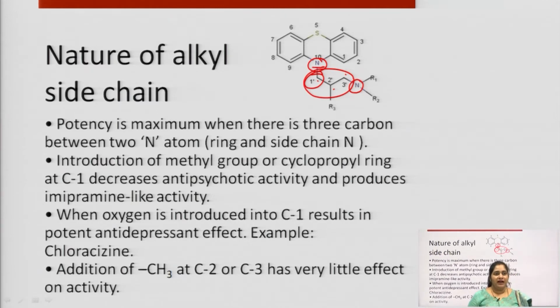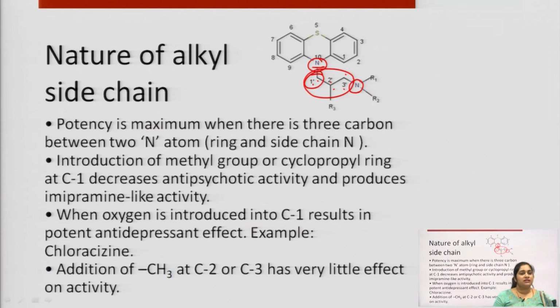Further, if we add any methyl group at carbon number 2 or carbon number 3, that will not affect any kind of activity at this position. So, again repeating, we have 3 different positions: first, second and third. First of all, the point to keep in mind is that the potency is maximum when there is a difference of 3 carbon atoms between the 2 nitrogens in the phenothiazine derivative.